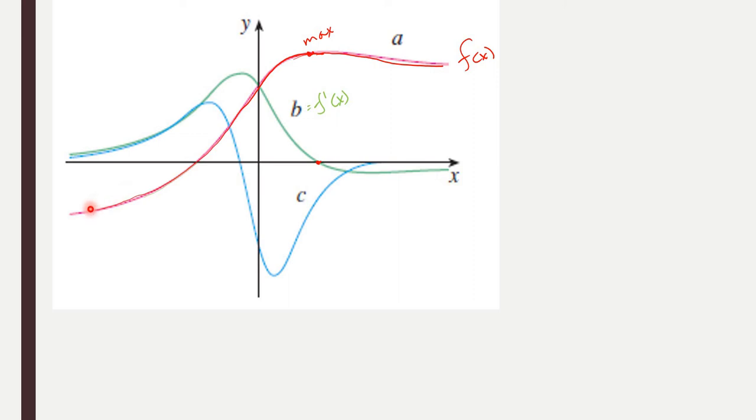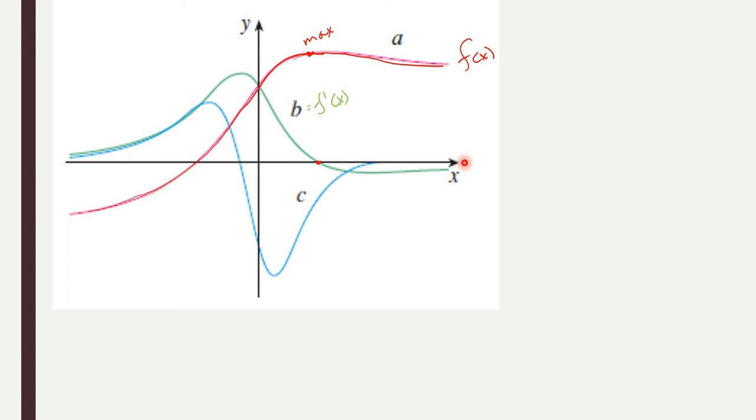So again, function f is increasing, so my derivative is positive. When my function reaches its max and starts to decrease, my derivative has a 0 and starts to become negative.